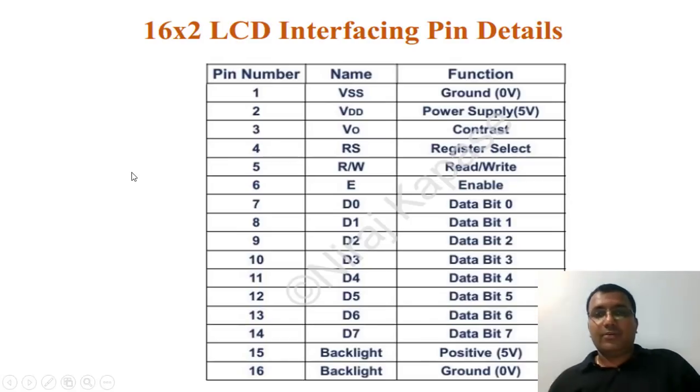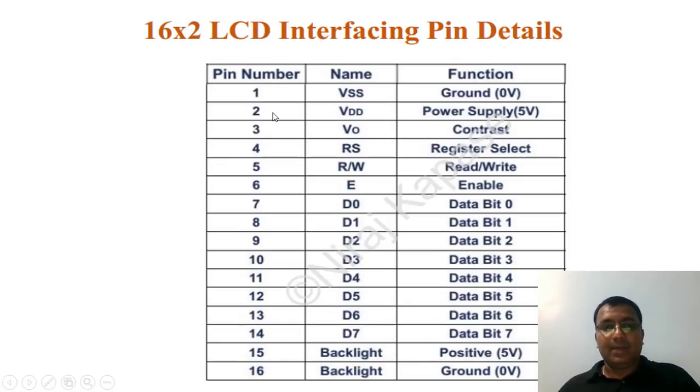So these are the pins of the LCD. Pin number 1 is ground, pin number 2 is VCC, pin number 3 is contrast, pin number 4 is RS, which stands for register select, pin number 5 is read/write, pin number 6 is enable, then pin numbers 7 to 14 are D0 to D7.